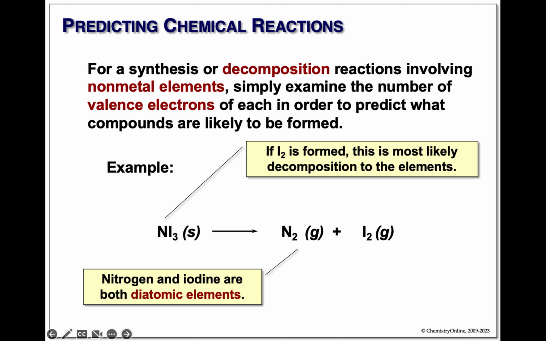One nitrogen, 2 nitrogens, 3 iodines, 2 iodines. Let's stick a 2 in front and solve 2 problems at once. We now have 2 nitrogens, so we're good. And we have 6 iodines, even number. We need a 3 here. Any questions?